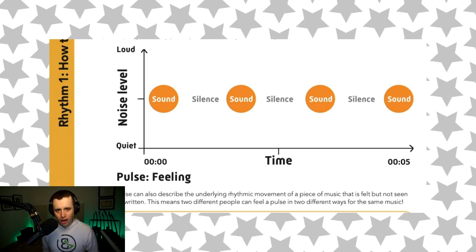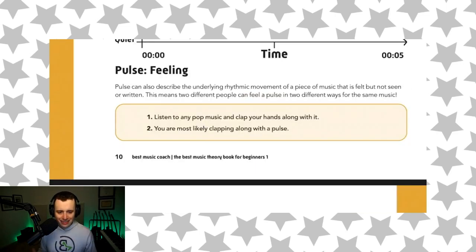So that's a pulse. A pulse is a type of rhythm because there sure enough is sound, and then there is silence. And we're hearing the pulse because there is, well, there's sound, and then there is silence. In this lesson, you are going to understand the second use of the word pulse.